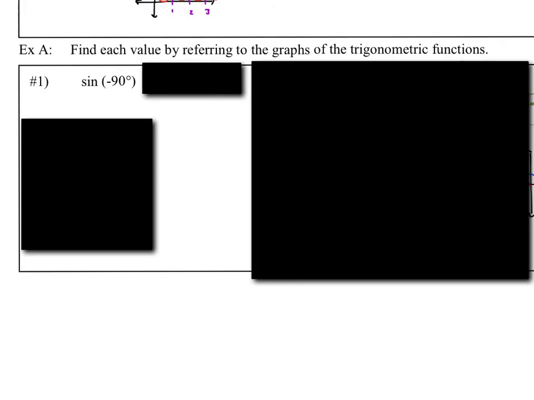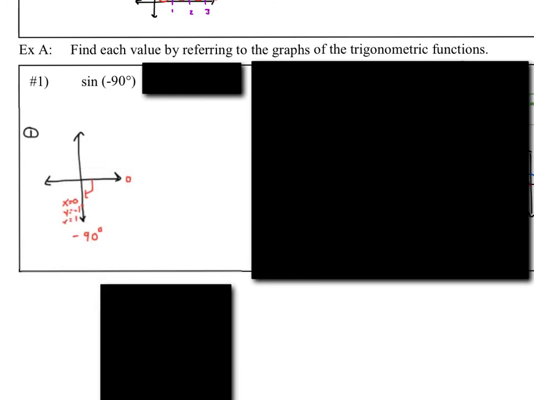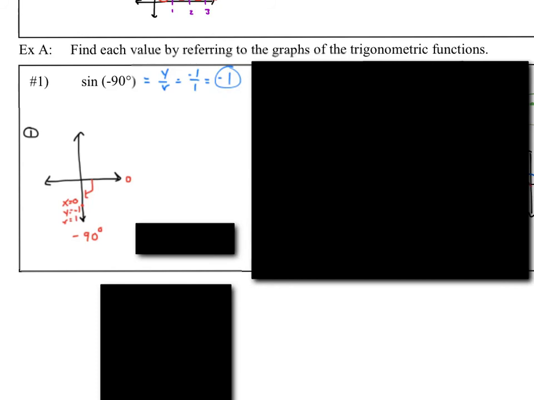Part A, find each value by referring to the graphs of the trig functions. We have sine of negative 90 degrees. If we were to draw an angle in standard position, negative 90 means that we're supposed to go clockwise, starting here at 0. That puts us down on the negative y-axis. At that point, x is 0, y is negative 1, and r is 1. Sine of negative 90, sine is always y over r. In this case, y is negative 1 and r is 1. Negative 1 divided by 1 is negative 1. So this first question, sine of negative 90 degrees is negative 1.